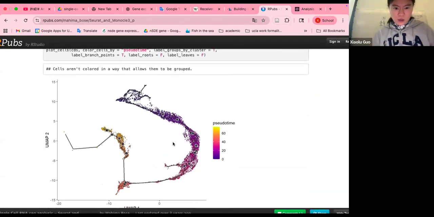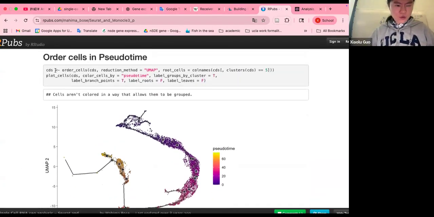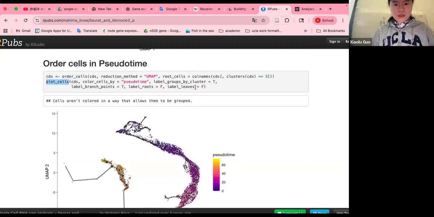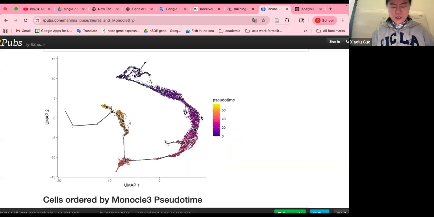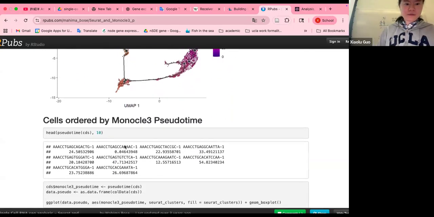And then another thing they can do is that we can order that and also plot them, and show the pseudo time. So here we can see it's starting from here, pseudo time 0, and then it gradually develops along the pseudo time as the time color goes up. So it gives us a trajectory.